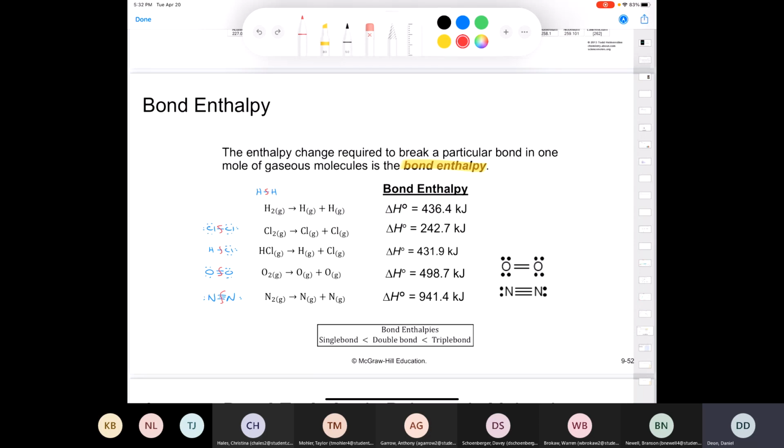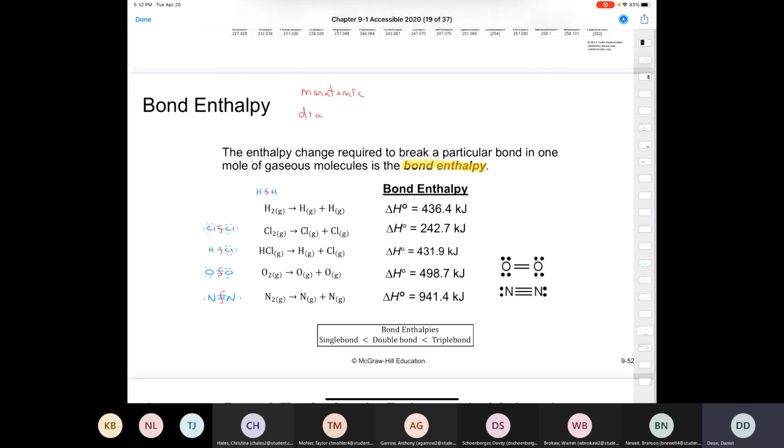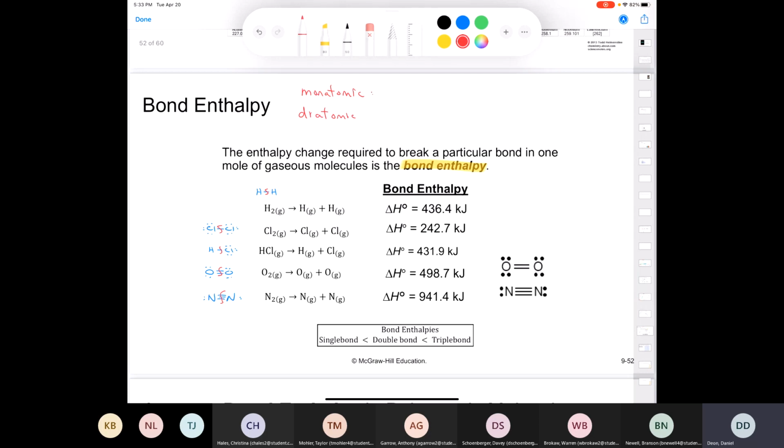So of course it's going to take more energy to rip them apart. Well, all the molecules on this slide are either monatomic, like H2 or Cl2 or O2 or N2, or diatomic, meaning they have two atoms. The monatomic molecules here are H2, Cl2, O2, and N2. The diatomic molecule on here is HCl. Well, there's only one way for hydrogen and chlorine to bond together. There's only one way for a monatomic molecule to form.